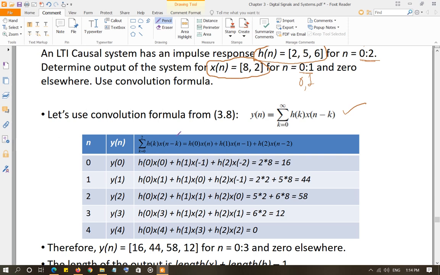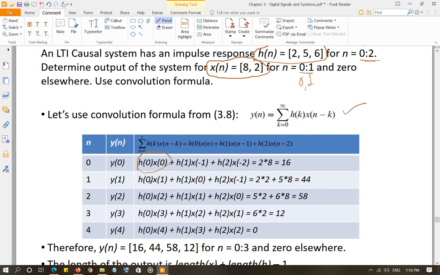So all we have to do is to plug in the values. y of 0 is h of 0, x of 0, h of 1, x of -1, and h of 2, x of -2, where we are using n equal to 0. So in this equation, wherever you have n, you just put a 0 over there. Now x of -1 and x of -2 are 0, so the only thing left will be h of 0, x of 0, and that's going to be 16.